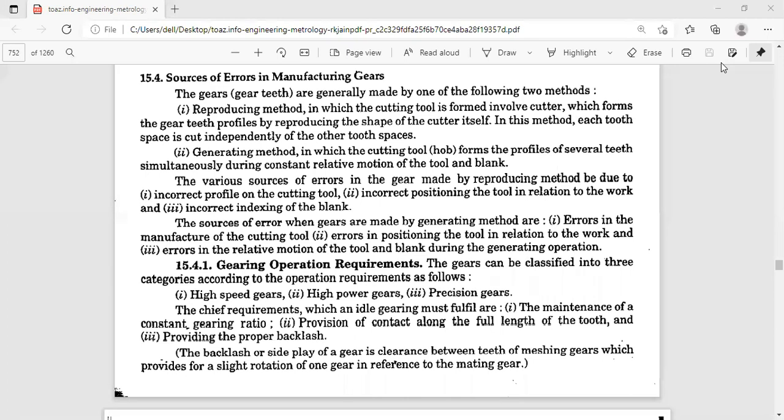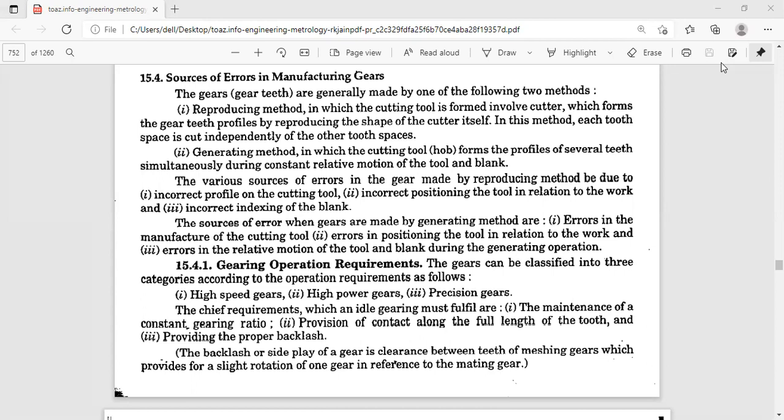The alignment of wheels in a two-wheeler or a four-wheeler, and composite errors, total composite error and tooth-to-tooth composite error. We'll discuss all the 9 parameters starting from tomorrow. But as of now, we'll go for the gear operation requirements.